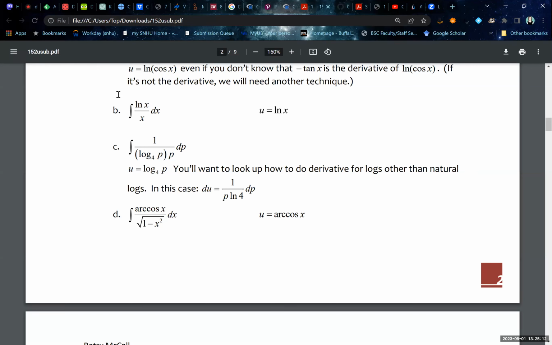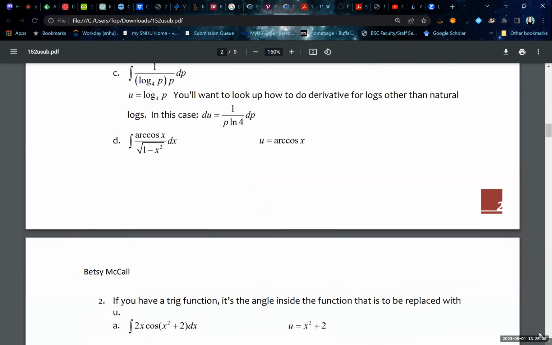D is another example that is actually similar to the second example. It's similar to that simple case that we did at the top. The derivative of arc cosine is -1 over the square root of 1 minus x squared. So this is another example of a function times its derivative, essentially. Now it's a constant multiple of its derivative, but that is another example of that same type of problem.